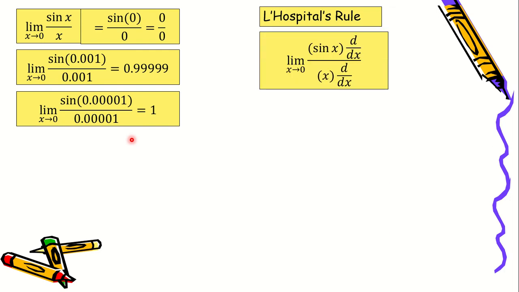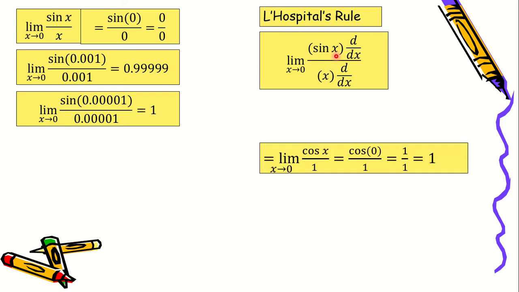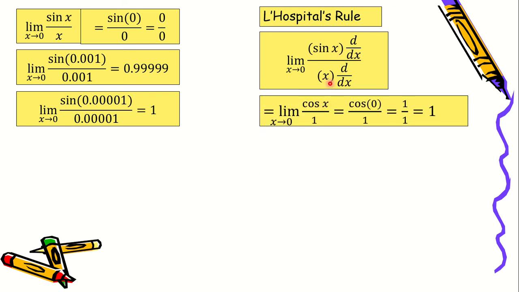So let's differentiate the numerator and the denominator separately. So ang derivative ng sine x ay cosine x. And then the derivative of the denominator x is 1. So we have the limit of cosine x over 1 as x approaches 0. So at this point, we can substitute 0. So cosine of 0 divided by 1. Cosine of 0 is 1. So 1 divided by 1 is equal to 1. So as you can see, L'Hospital's rule works. It will give you the right answer as long as you have an indeterminate form.